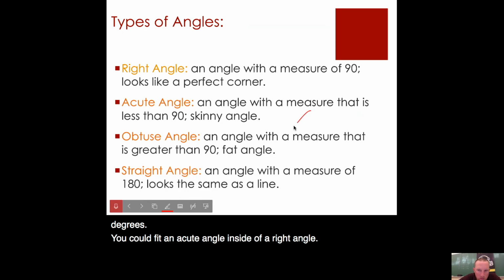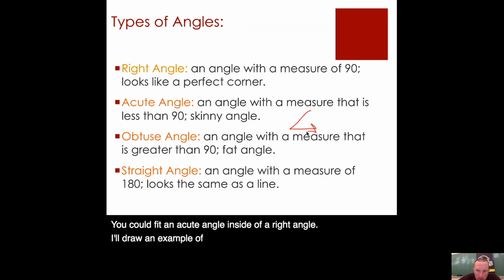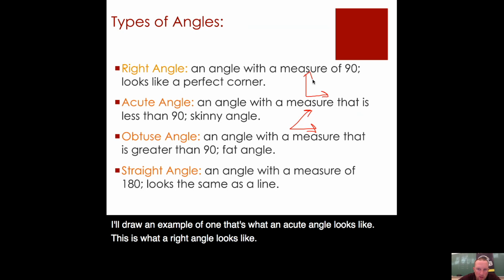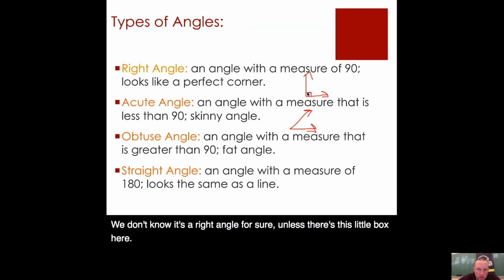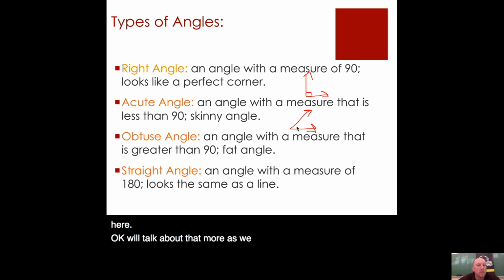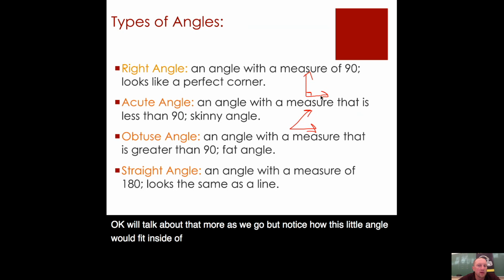I'll draw you an example of one. That's what an acute angle looks like. This is what a right angle looks like. Now, we don't know it's a right angle for sure unless there's this little box here. We'll talk about that more as we go though. But notice how this little angle would fit inside of this angle. It would fit right in here. That's what makes it acute.